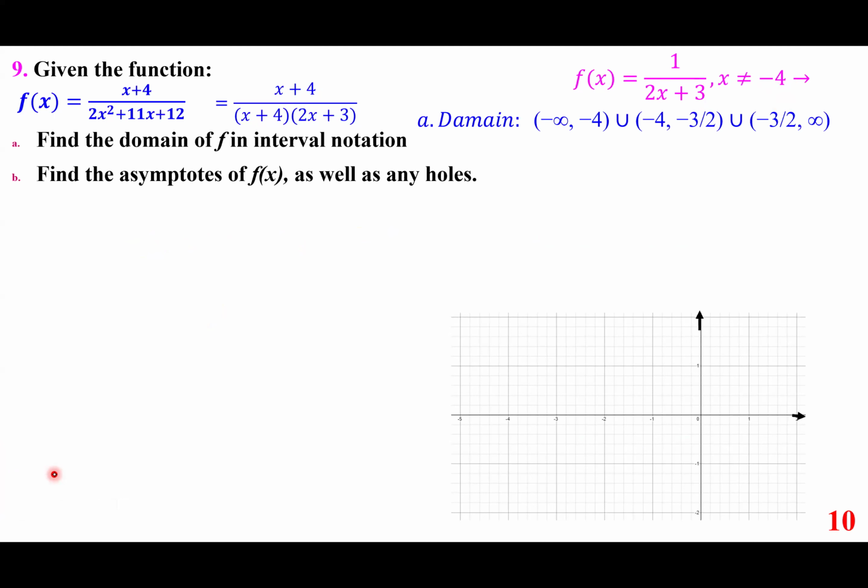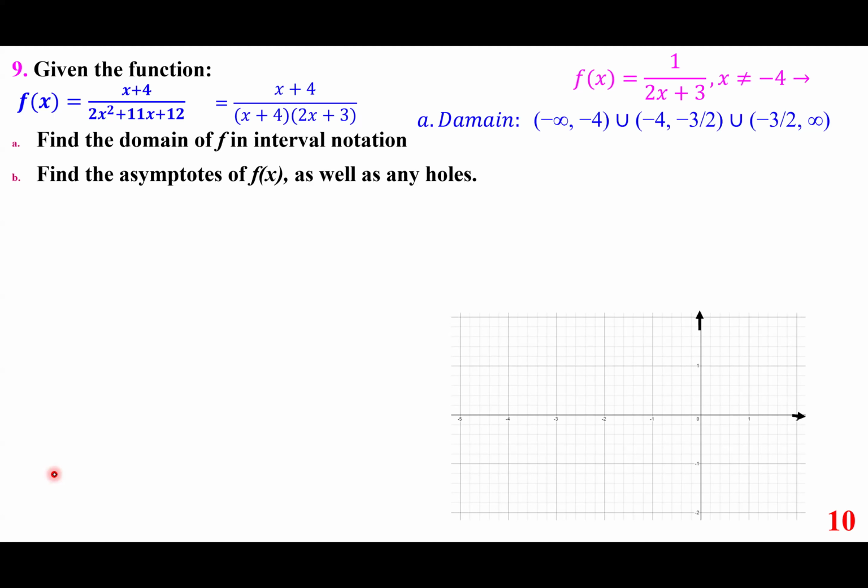Find the asymptotes of f of x. We are dealing with graphing. Therefore, it's a rational function. We are looking into asymptotes. Now, how do we find the asymptotes? Well, we have the vertical asymptotes, horizontal asymptotes, slant asymptotes.